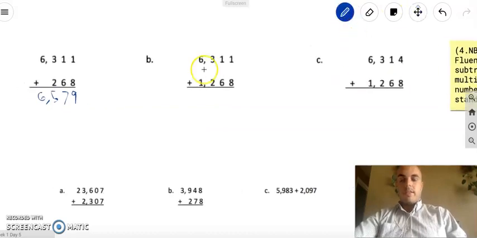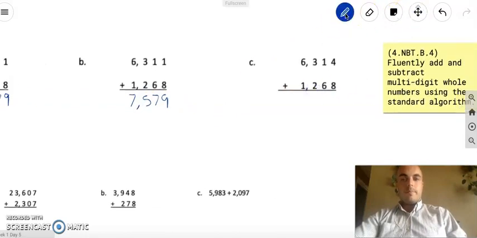Let's scroll over to the next example. Same thousands place, different place down here. 1 plus 8 is 9. 1 plus 6 is 7. 3 plus 2 is 5. 6 plus 1 is 7. Same trick, 1, 2, 3 place values and a comma.